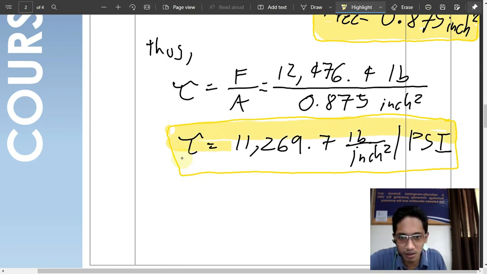So that ends our solution to problem number 1 under the topic of shear stress.